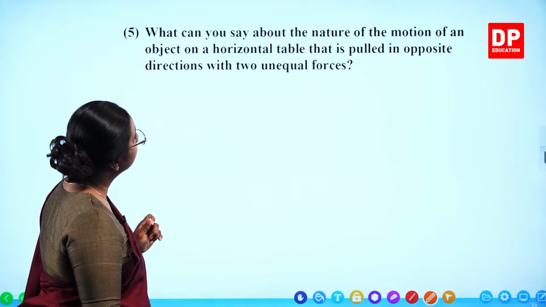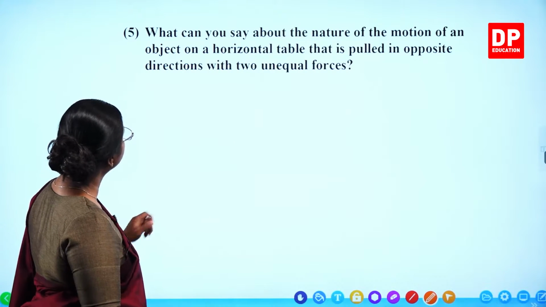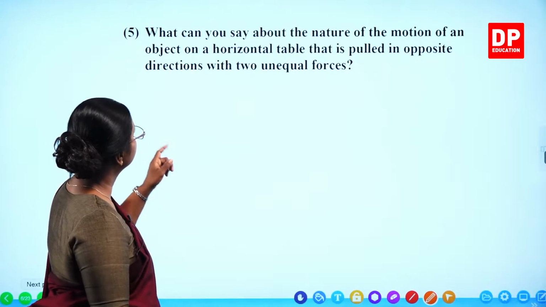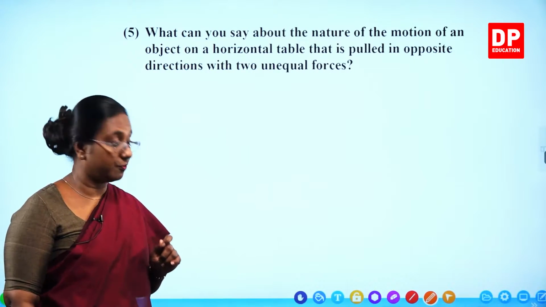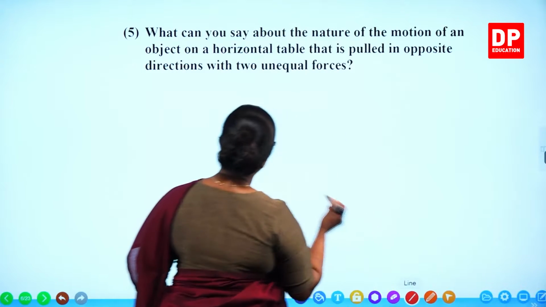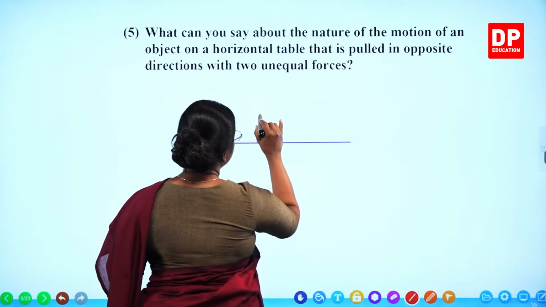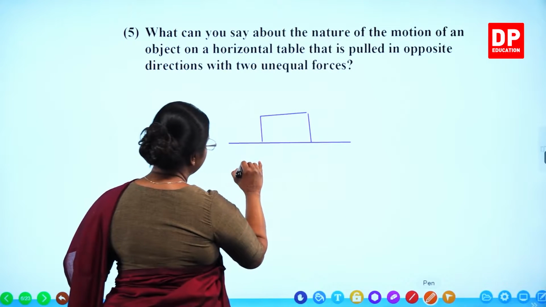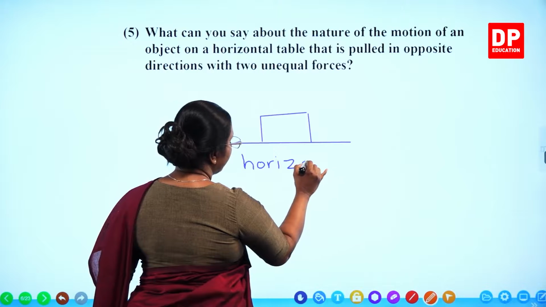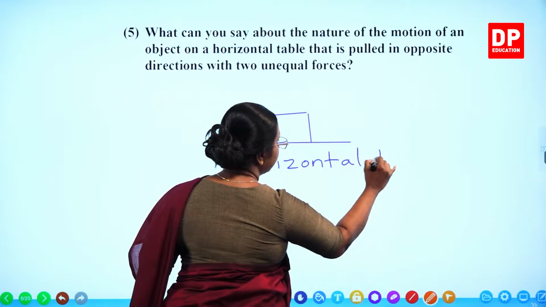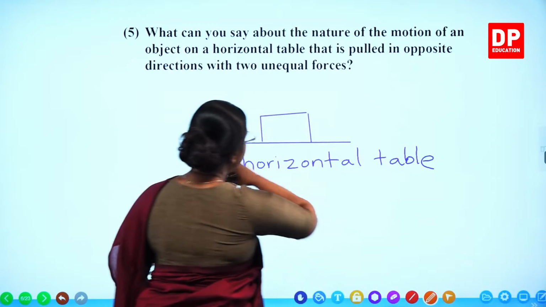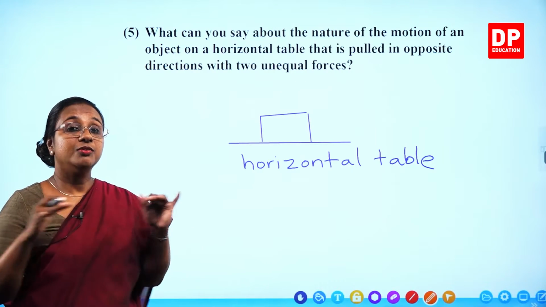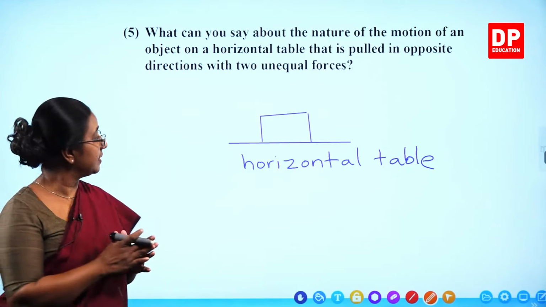What can you say about the nature of the motion of an object on a horizontal table that is pulled in opposite directions with two unequal forces? So here again, we can say there is an object placed on a table that is a horizontal table. So you all know why it has to be a horizontal table, so that it's flat and there is no effect of the direction. You can easily apply the forces in opposite directions.